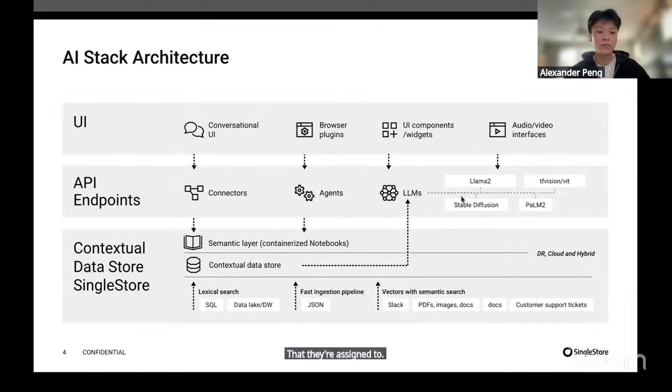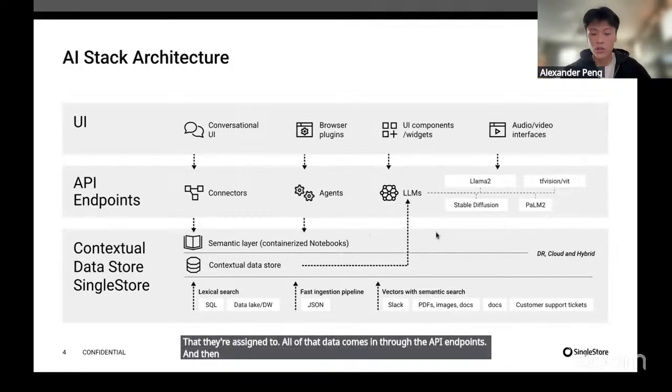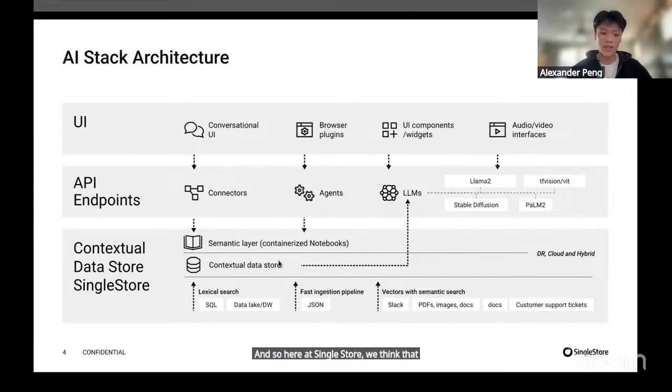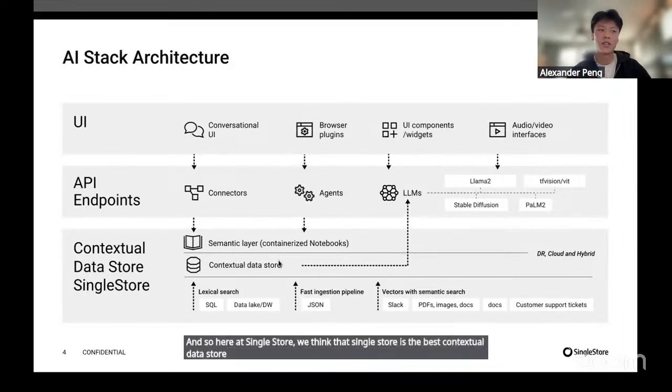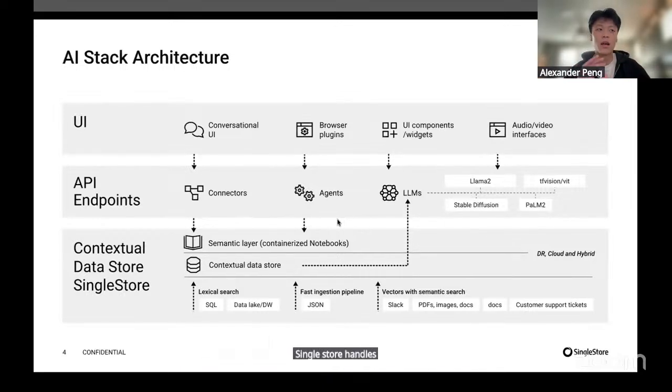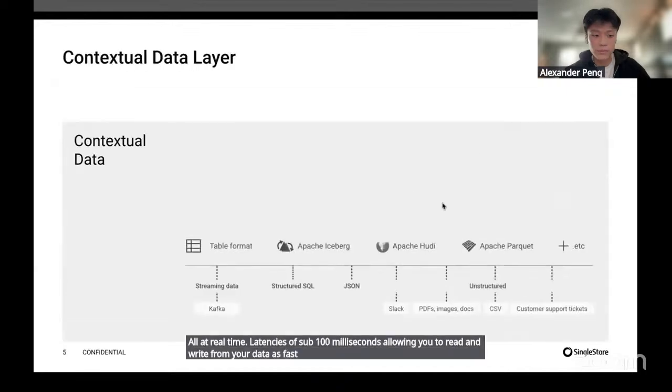All of that data comes in through the API endpoints, and then finally it flows into your contextual data store. Here at SingleStore, we think that SingleStore is the best contextual data store. Obviously, there are other options available to you, but at a high level, the reason why is that SingleStore handles all sorts of data, including structured and unstructured data, all at real time latencies of sub 100 milliseconds, allowing you to read and write from your data as fast as you can throw at it.